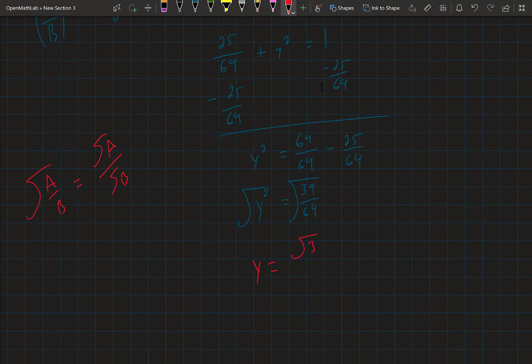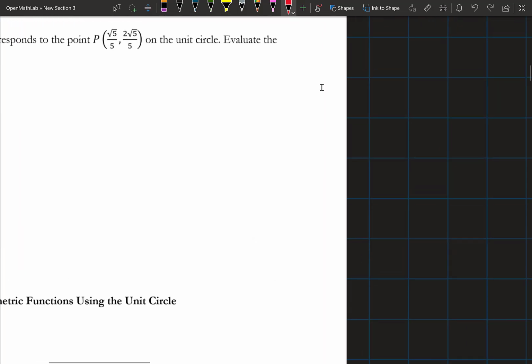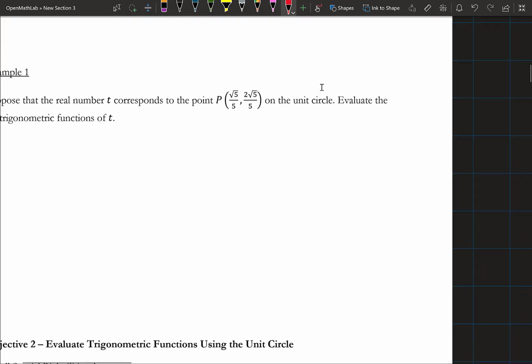So I would have radical 39 over radical 64, which equals, so radical 39, I can't simplify, but radical 64 is 8, right? So the y coordinate ends up being radical 39 over 8. And I know I can't simplify that down, right? Because the prime factorization of 39 is 3 times 13, which are both prime, right? So I can't pull a perfect square out of there. So that's just an example. So you want to be comfortable with that.